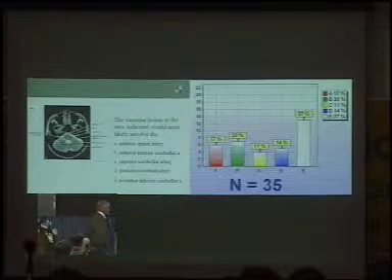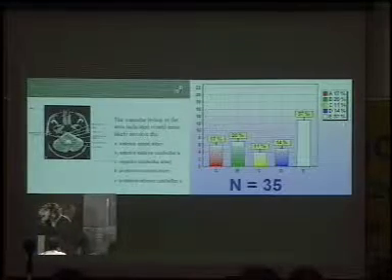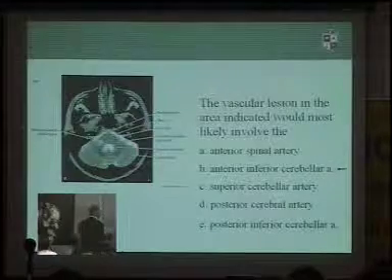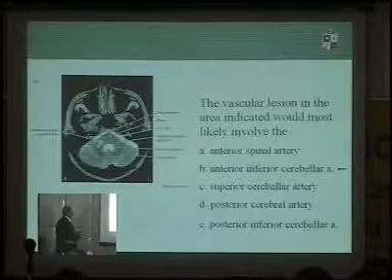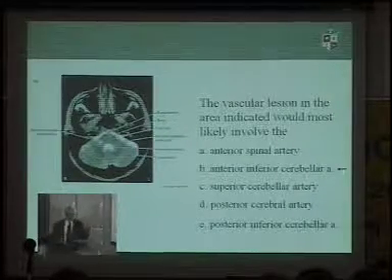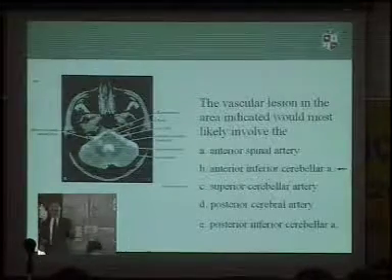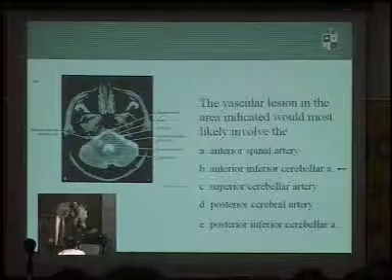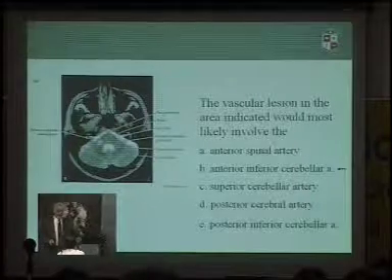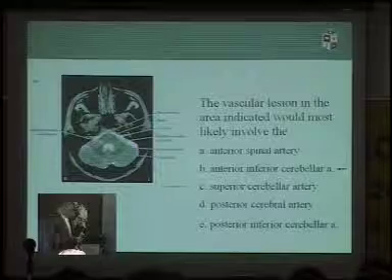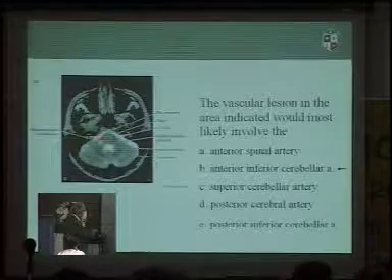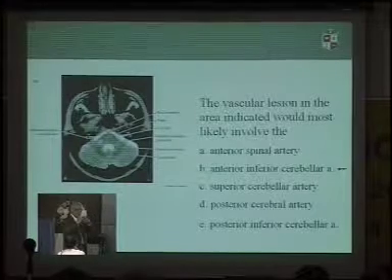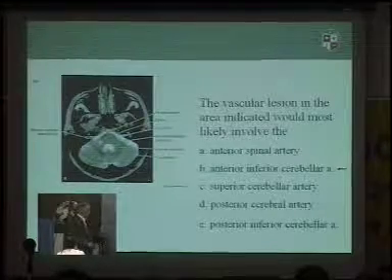Okay, the answer is the anterior inferior cerebellar artery. This is in the pons. If we were in the medulla, it would be the posterior inferior cerebellar. If we're in the pons, it's the anterior inferior cerebellar, and it's basically in the same part of the brain stem. It's just anterior to the posterior inferior cerebellar.